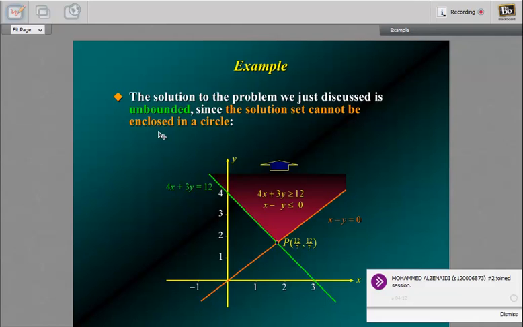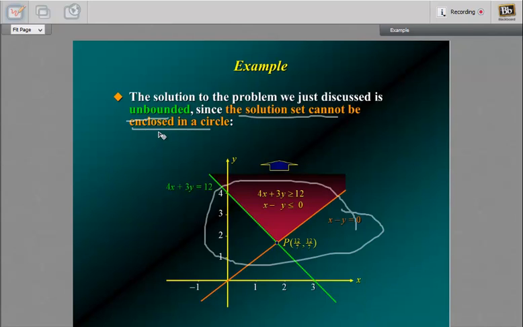So the solution of the problem we just discussed is unbounded. Unbounded means the solution cannot be enclosed in a circle. If we draw the circle, we cannot enclose it. It is unbounded because this region is going outside, up to infinity. So we cannot enclose it in a circle, so we say that it is unbounded.